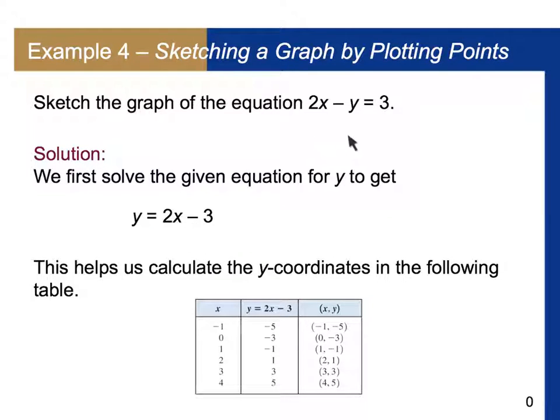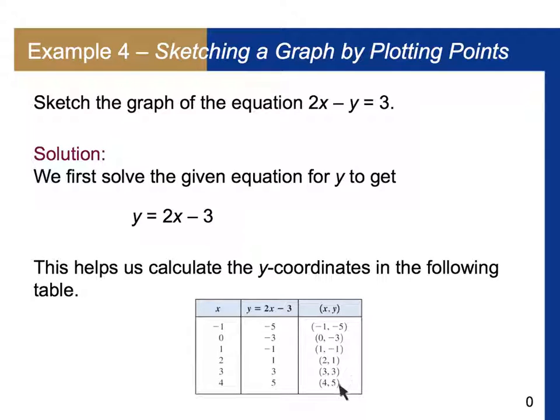First thing we want to do, this is a linear equation, solve for y. So get y by itself. If we move y to this side and 3 to this side, we get y equals 2x minus 3. Then we can plug in values for x like 0, 1, 2, 3, 4, and see what your y is by taking 2 times x minus 3. So 0 would give us minus 3 for y. 1 for x would give us minus 1 for y. 2 would give us 1. 3 would give us 3. 4 would give us 5. And if we plug in minus 1 for x, we get minus 5 for y.